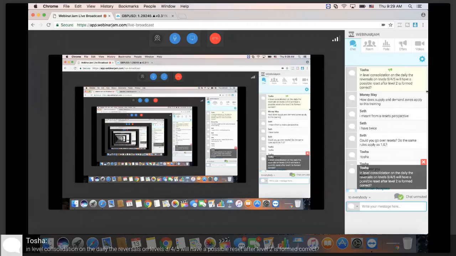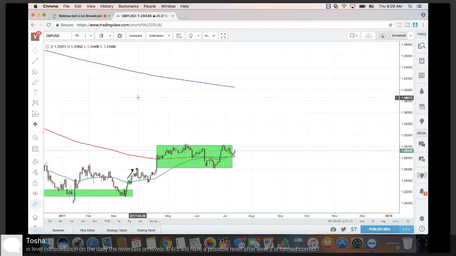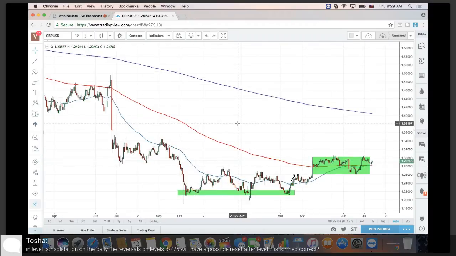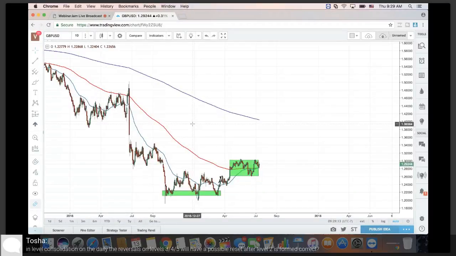Basically, when we're talking about levels, the reason why I've been spending a lot of my focus on the daily is because I have been trying to train myself to trade longer term, to hold trades for a lot longer, weeks if I have to, because I do understand this system 110%.